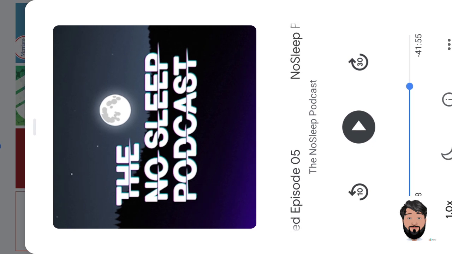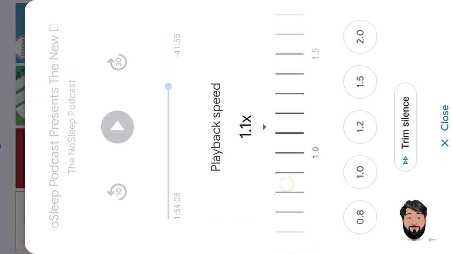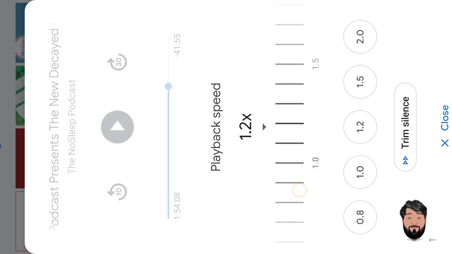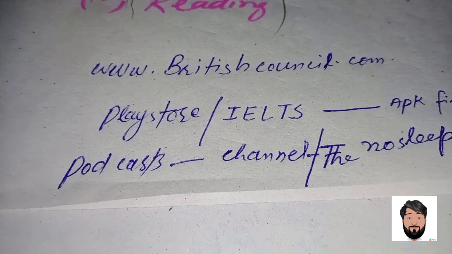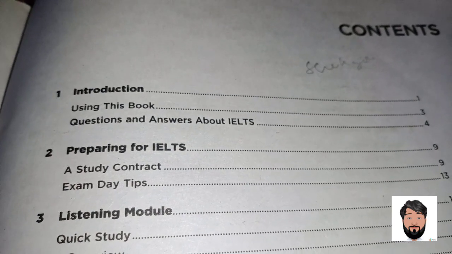That was the type of conversation that you will listen to and you can understand and prepare yourself for the IELTS test. And there is a speed setting, whether you are listening at higher speed or lower speed, that depends upon you. So now I came back to the book.